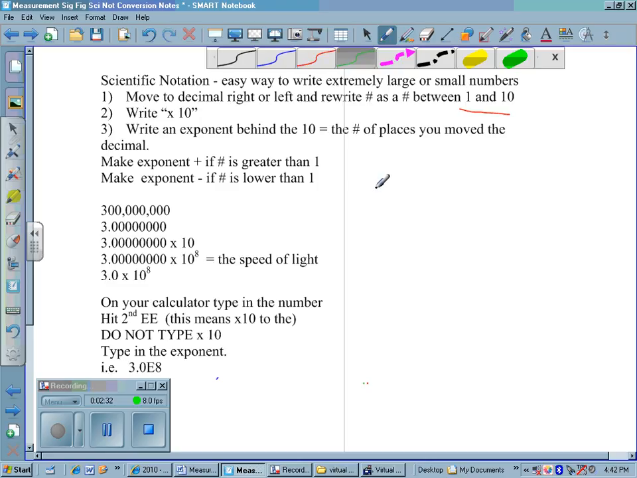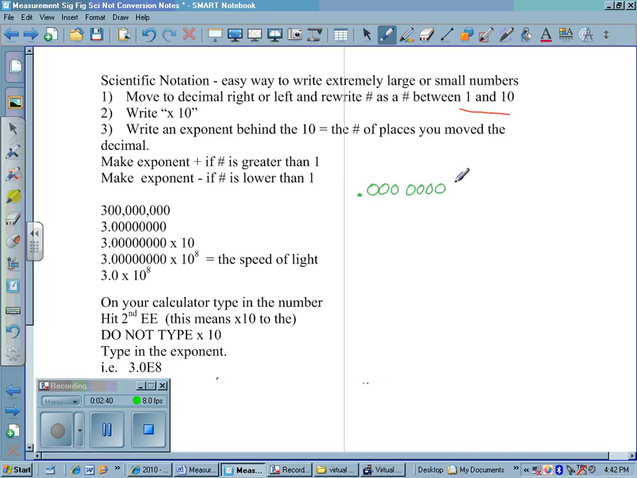So let's start off with a really small number now, 0.0000003. So I got 7 zeros and then a 3. Well, let's do these same steps just with a small number. I'm going to move the decimal right or left and rewrite the number as a number between 1 and 10. So I'm going to move the decimal all the way over beyond the 3. So now it's 3 point something, because 3 is between 1 and 10.